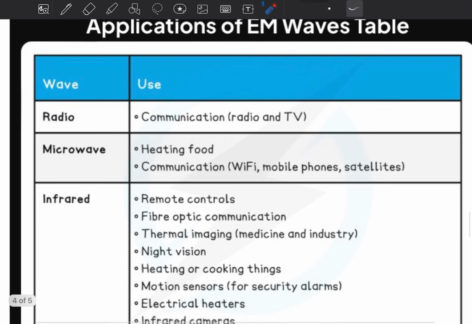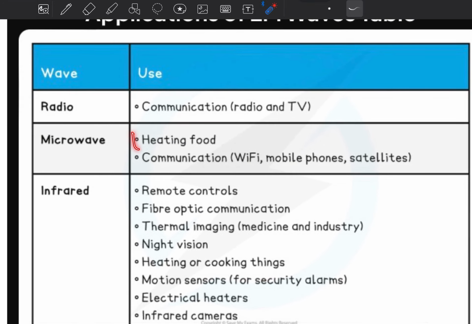When we talk about radio waves, you can say that yes, it is used for communication in radio and TV. Microwave, you can see microwaves in household stuff. It is used for heating food, and then communication such as Wi-Fi, mobile phones, satellites.